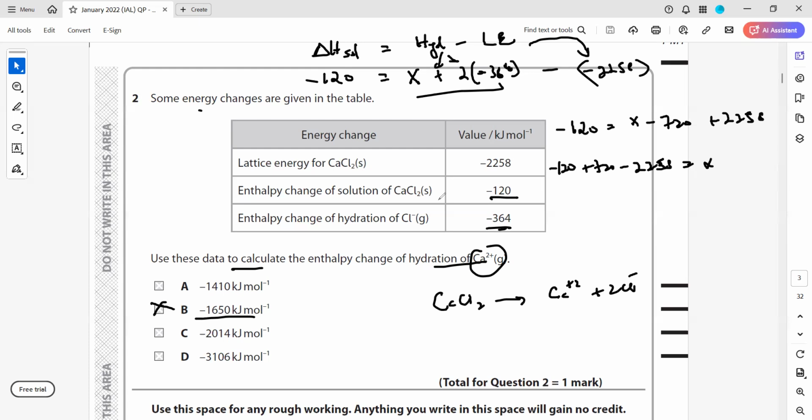Why do we multiply chlorine by 2? Because there are 2 moles of chloride ion. Minus 120 plus 720 minus 2,258 is equal to X. Why do we multiply by 2? Because it was forming 2 moles of chloride. If it was forming 1 mole of chloride, then we would not multiply by 2.